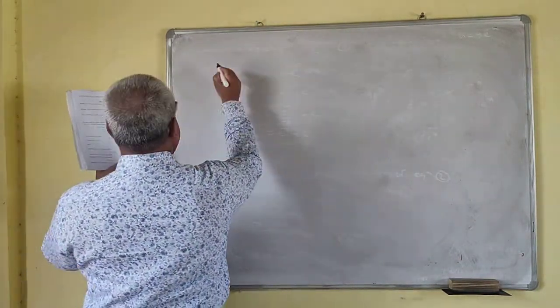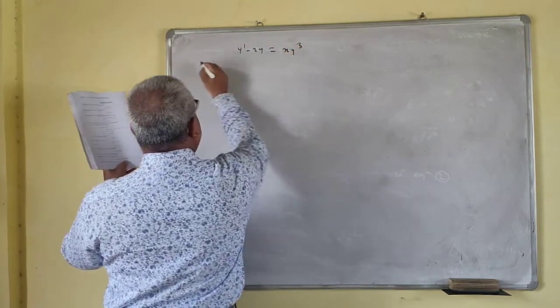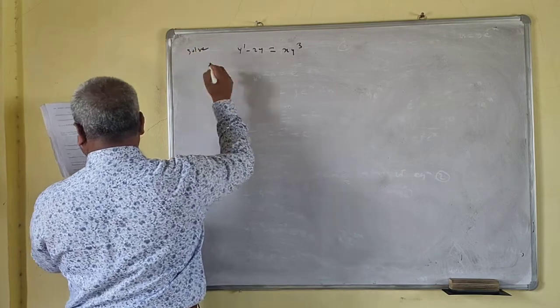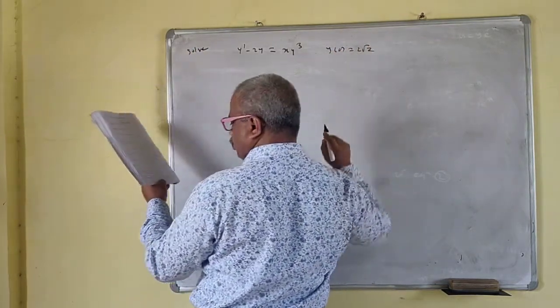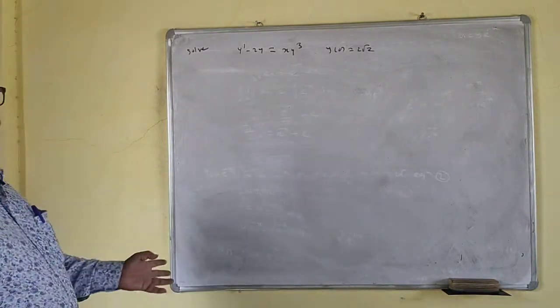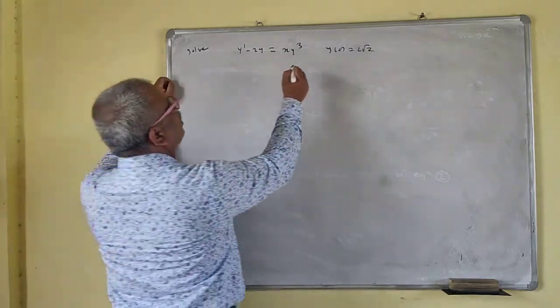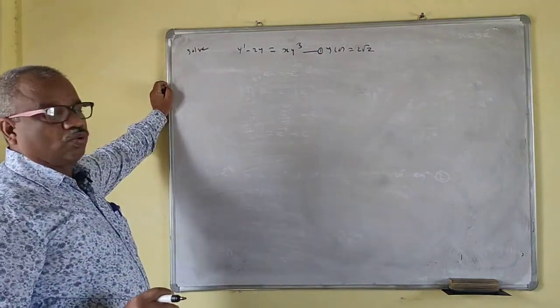Okay, so y prime minus twice y equals x y cubed. Solve it with y(0) = 2 root 2. Here the crucial part is this: we call this equation 1. Y of 0 is equal to 2 root 2 is given to you.